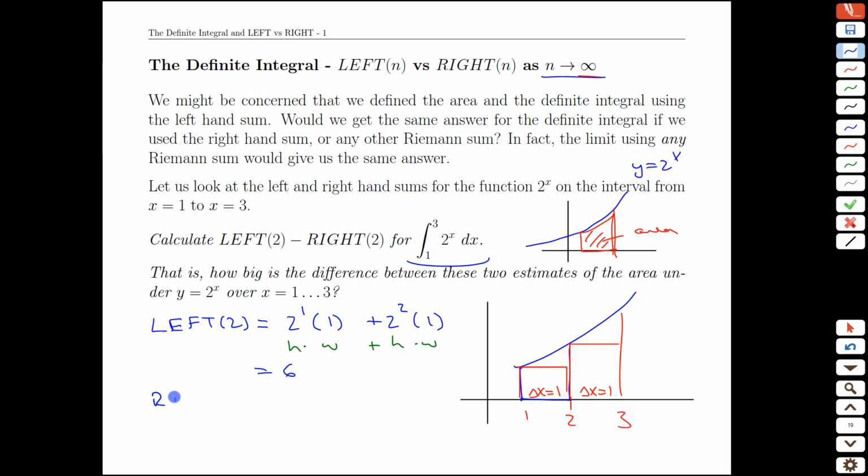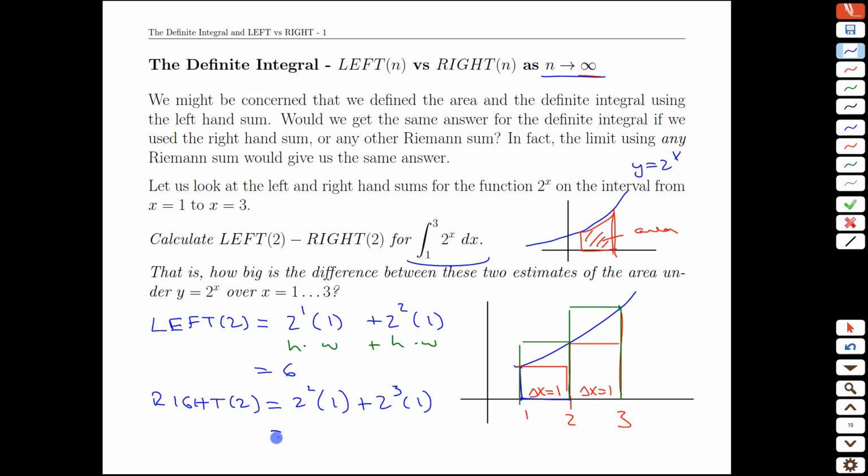We can contrast that with the right-hand estimate with two intervals. On the first interval, we're going to go to the 2 and build our rectangle. It's going to be 2 to the 2 high, but still 1 wide. That's the width down here. And on the second interval, we're going to be at x equals 3, but we want to find the height. That's 2 to the 3. And again, a width of 1. So height times width again. 4 and 8 is 12.